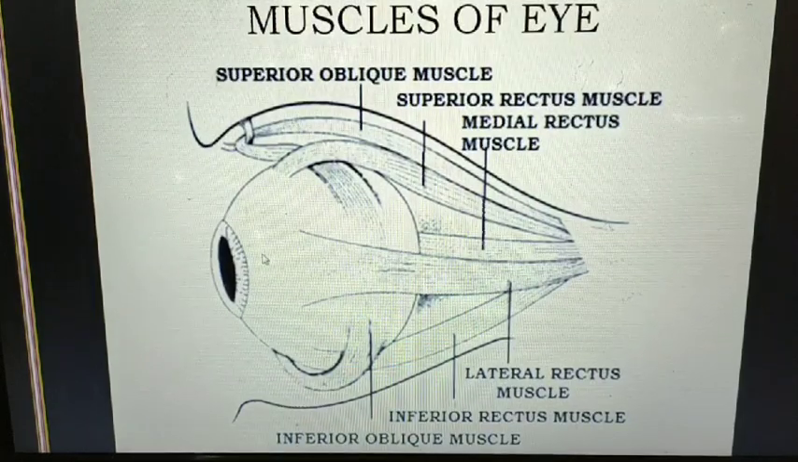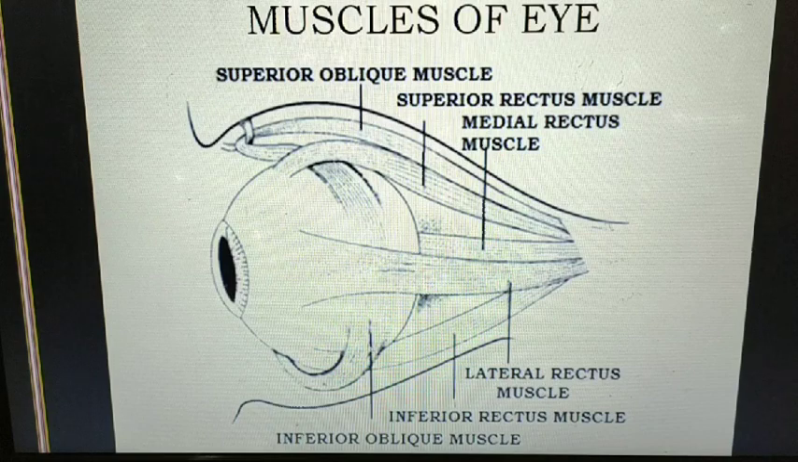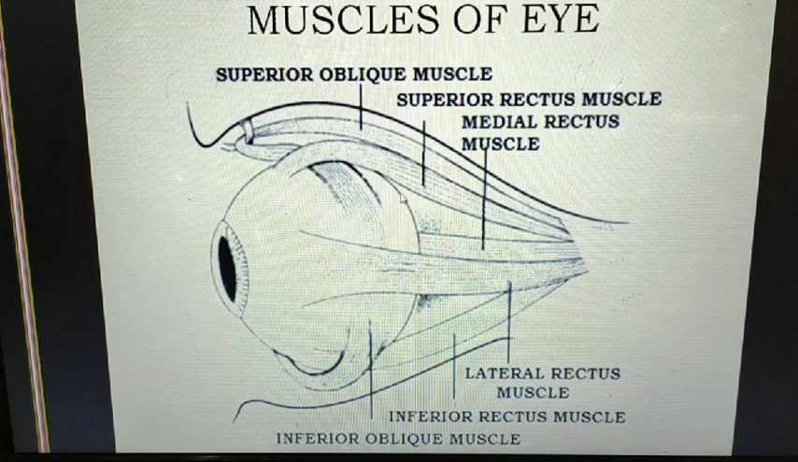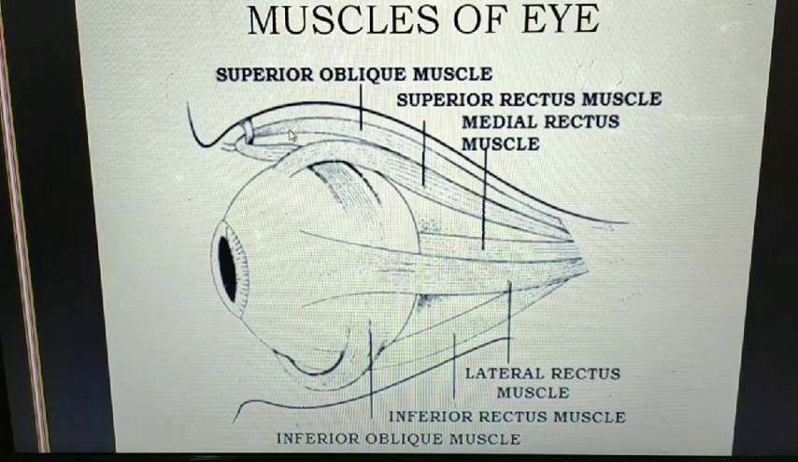So in almost all the vertebrates, the eye is spherical in shape and it lies in the orbit of the skull, which is also known as eye socket, and it is attached to the orbit by 6 pairs of muscles known as superior oblique muscle and inferior oblique muscle, and superior rectus muscle, inferior rectus muscle, and medial rectus muscle and lateral rectus muscle.